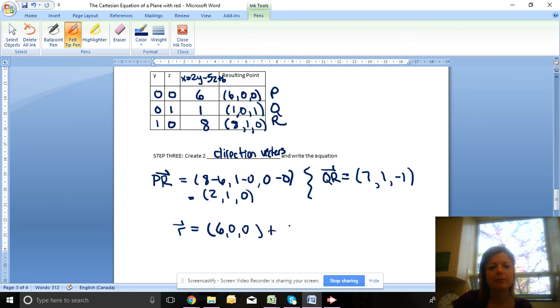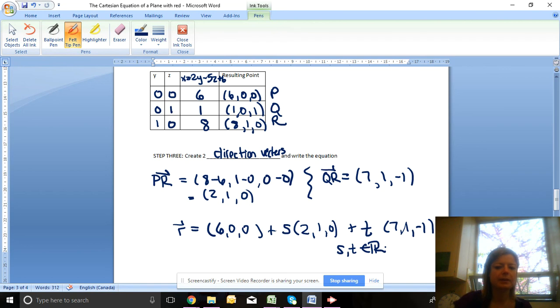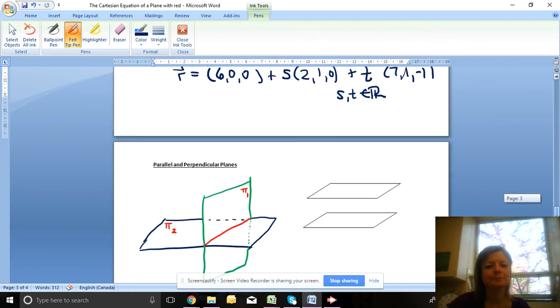Then I have a parameter in front of my first direction vector, which is in simplest form. And then I have a parameter in front of my next direction vector, which is also in simplest form. And I say that s and t are in the set of all real numbers. You could check if this is right by converting it back into Cartesian form if you'd like.